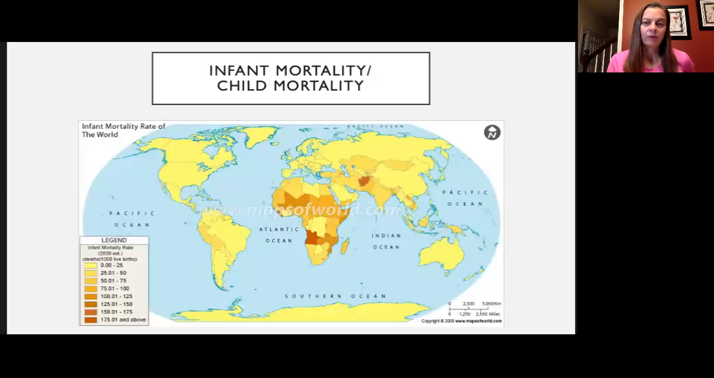And you can see that correlation with infant and child mortality rates as well. Having a high infant mortality rate is going to bring the overall life expectancy down. Again, infant mortality rate is defined by the number of deaths before age 5.